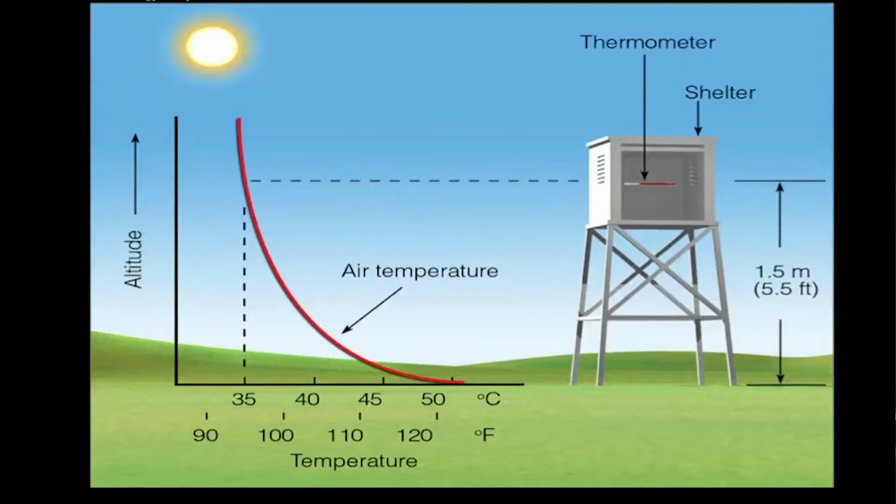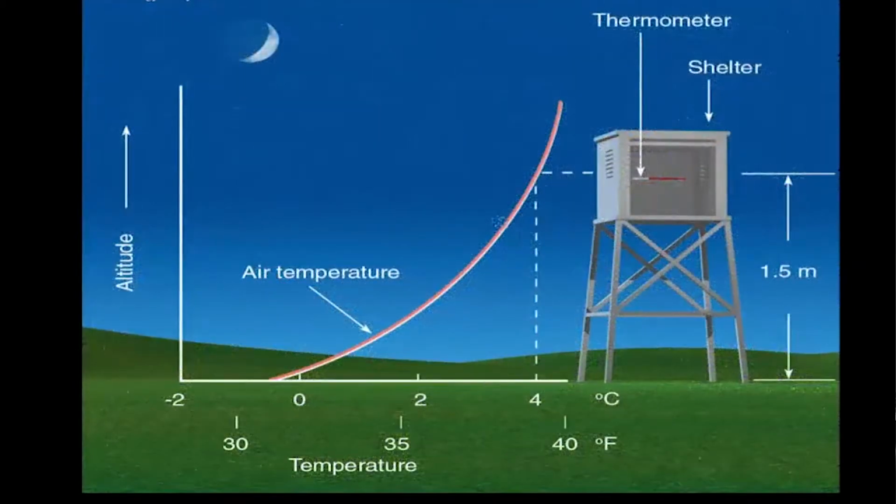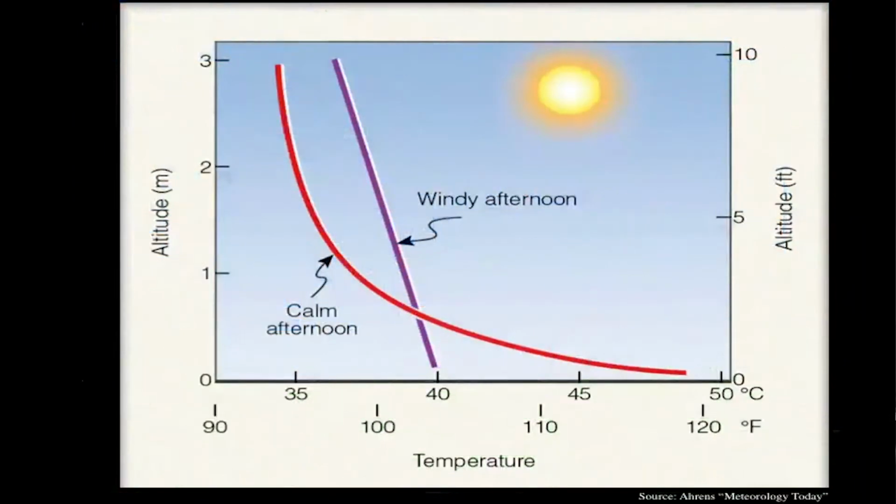Now at night, the opposite's going to happen. The ground's going to give off its heat very, very quickly, so it's actually going to be colder on the ground than it is in the air immediately above it. Again, the ground is going to cool quicker than the air.